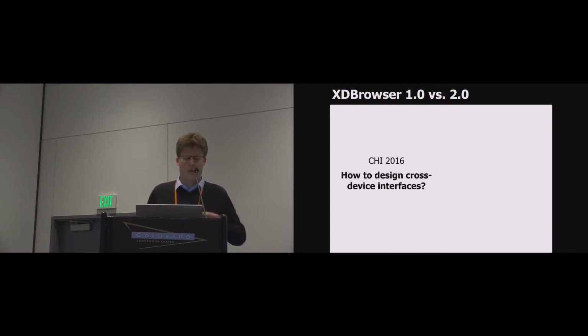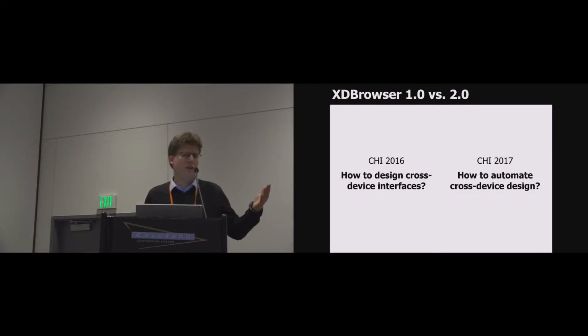So to contrast these 2 works, because maybe you're also wondering, oh Michael, XDBrowser 1.0, 2.0, how far do you want to take it? Okay, so the first paper was basically asking how do we design cross-device interfaces and how users would want to design them. And this one is now trying to investigate how can we automate cross-device design so that maybe in the future, since we don't have cross-device developers out there, we can maybe use tools that do some of this more automatically.